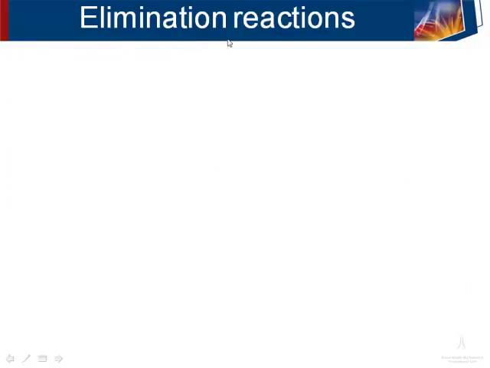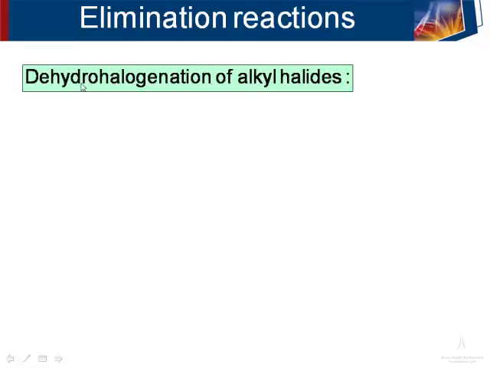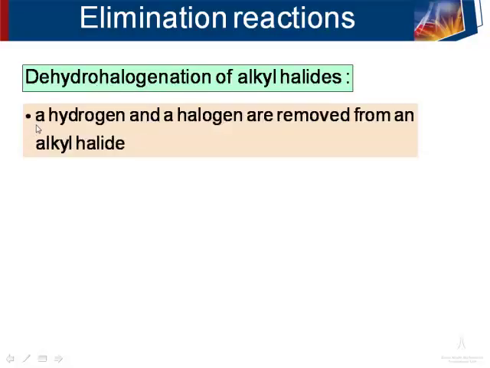Looking at another example of an elimination reaction, we're going to look at the dehydrohalogenation of an alkyl halide. Dehydrohalogenation. In that case, a hydrogen and a halogen are removed. So let's have a look. A hydrogen will be removed and a halogen will be removed from an alkyl halide. The product of this reaction is again an alkene, a double bonded hydrocarbon.